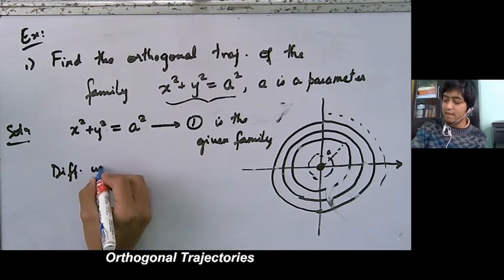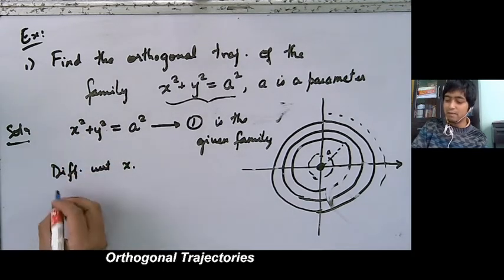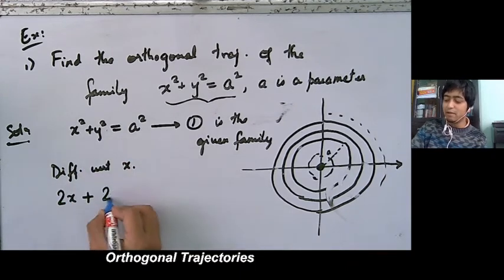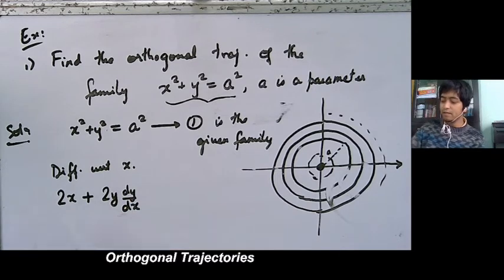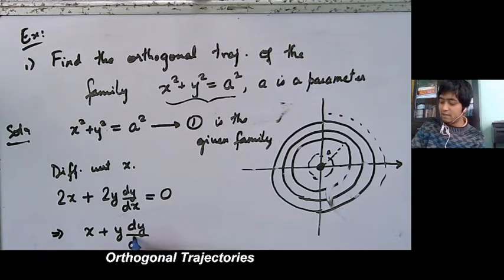Differentiating with respect to x. If you differentiate this one, you will get 2x. Differentiate this one, you will get 2y dy/dx. Differentiate a squared, it will become 0. So we will be having this.